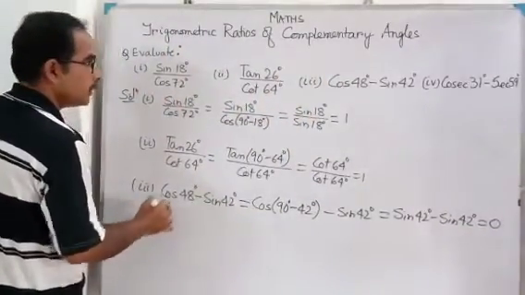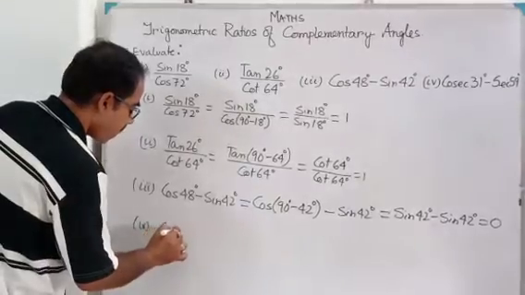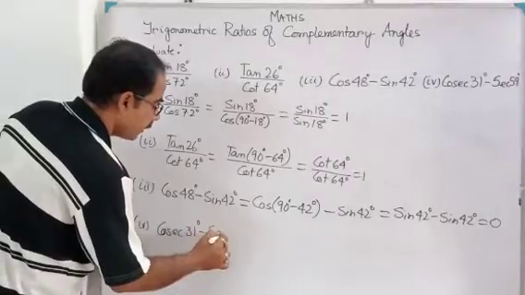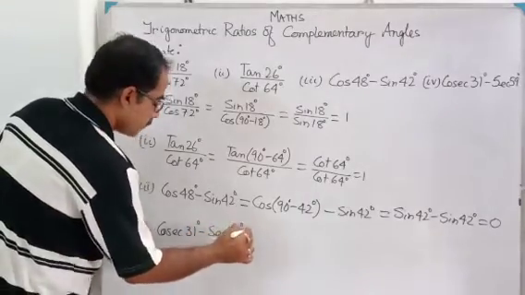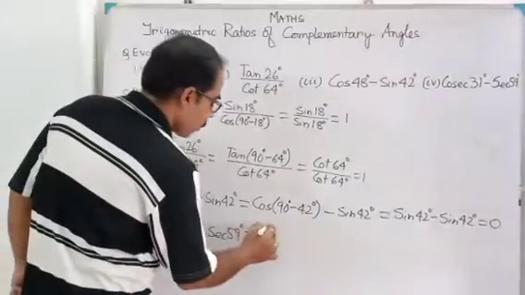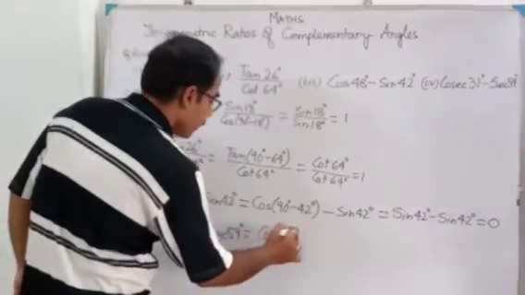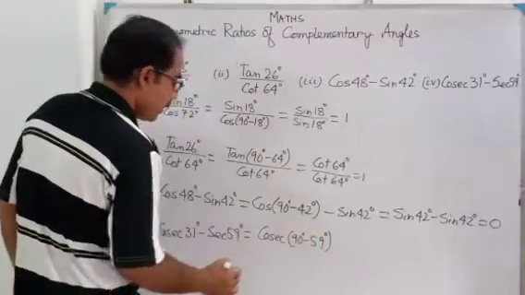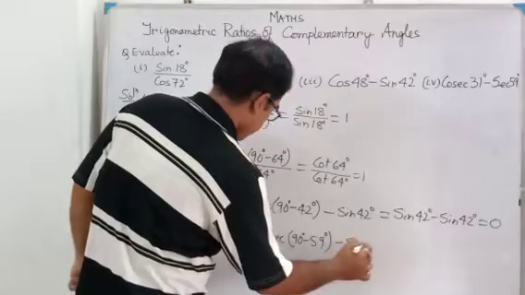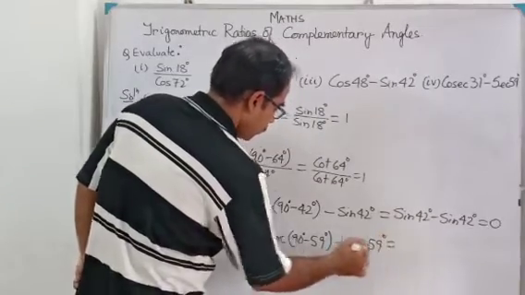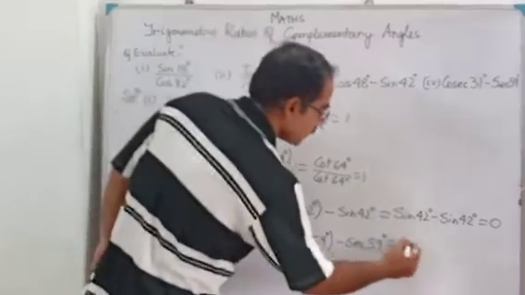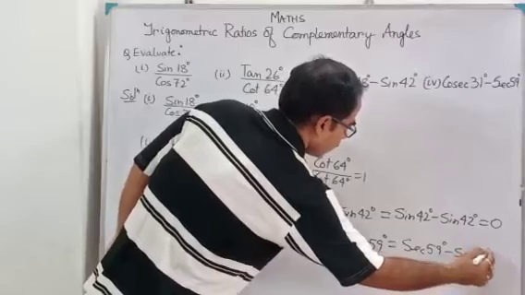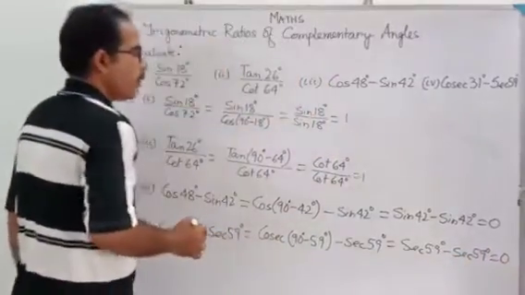Now the last one, that is cosec 31 degree minus sec 59 degree. Okay, so cosec 31 degree can be written as cosec of 90 degree minus 59 degree, minus sec 59 degree. Okay, so cosec 90 minus 59 means what? Sec 59 degree minus sec 59 degree, that is also equal to 0. So I hope it is clear.